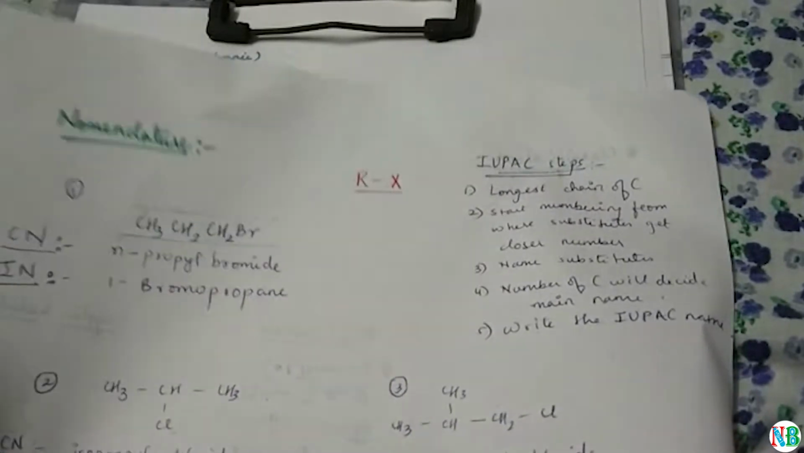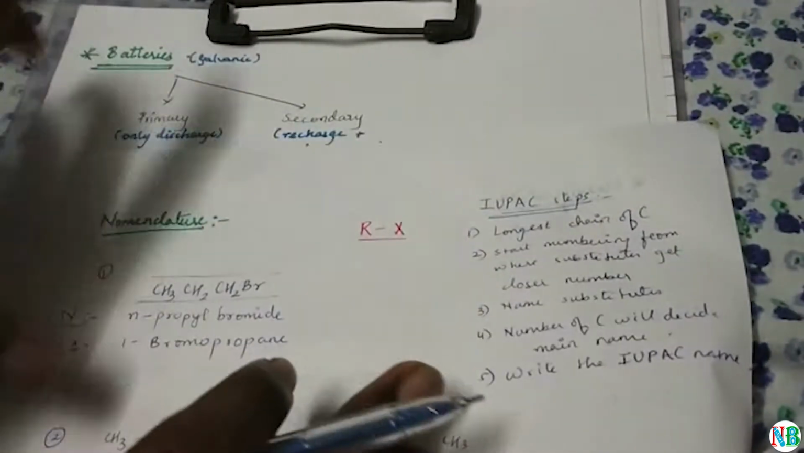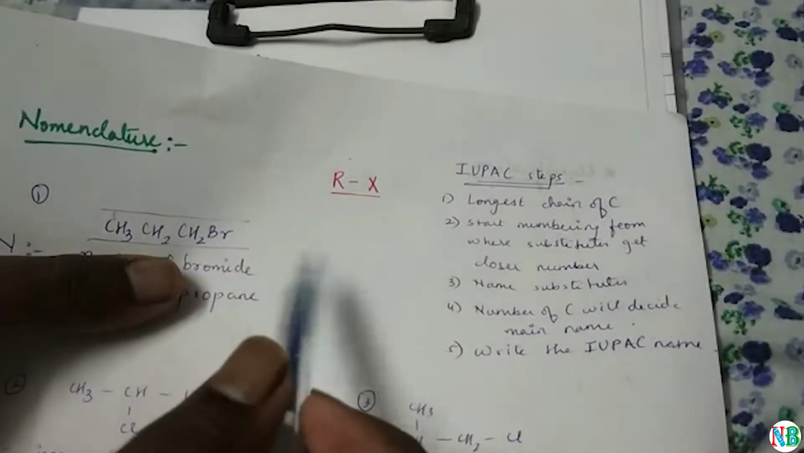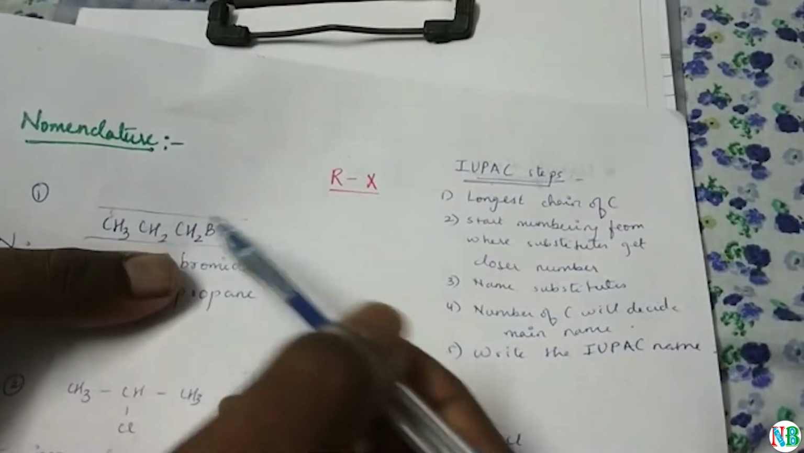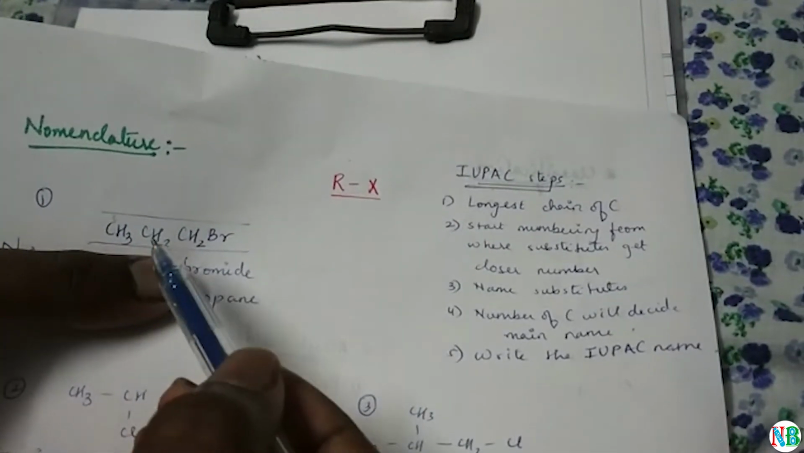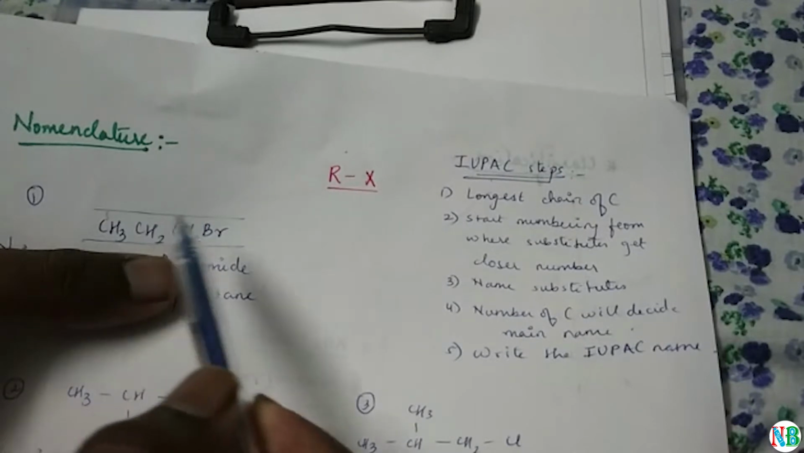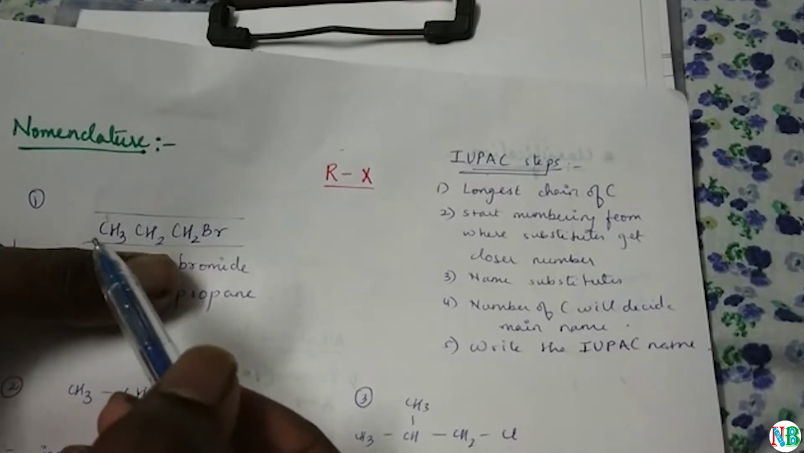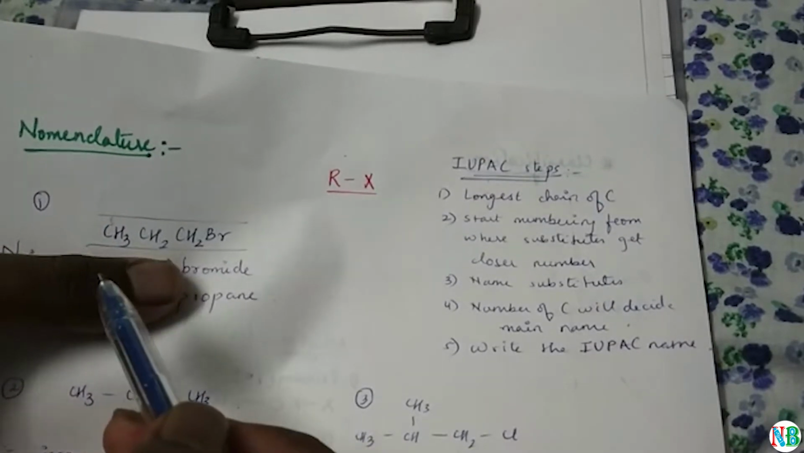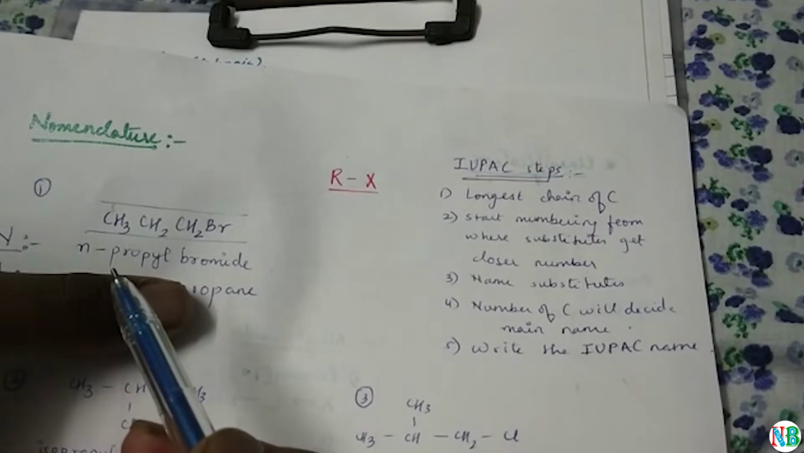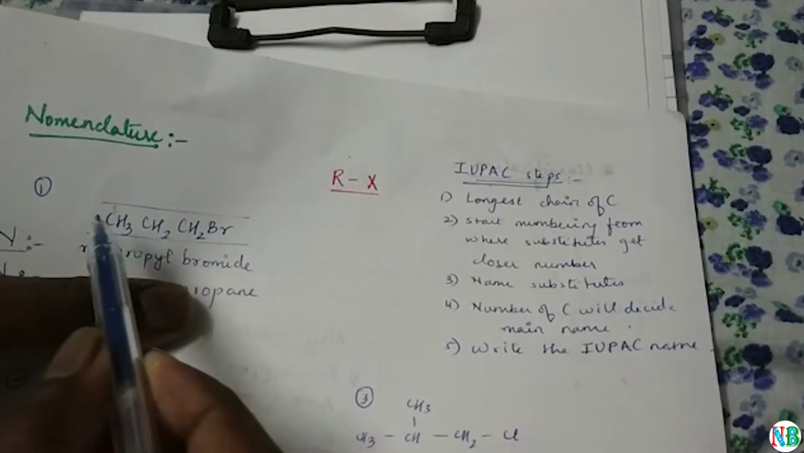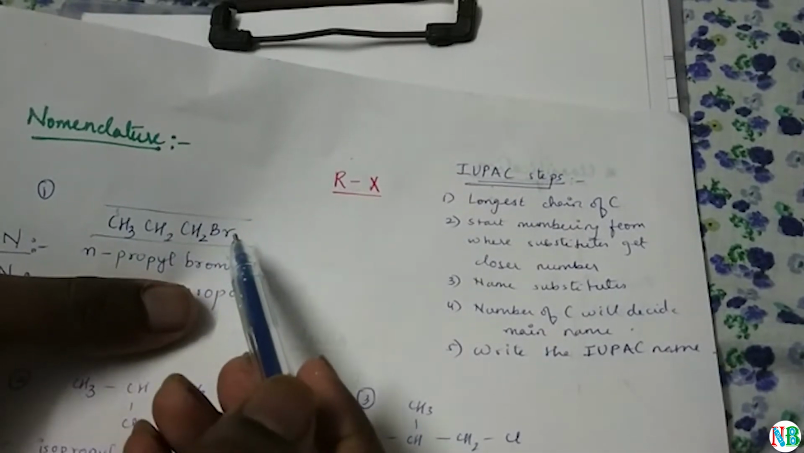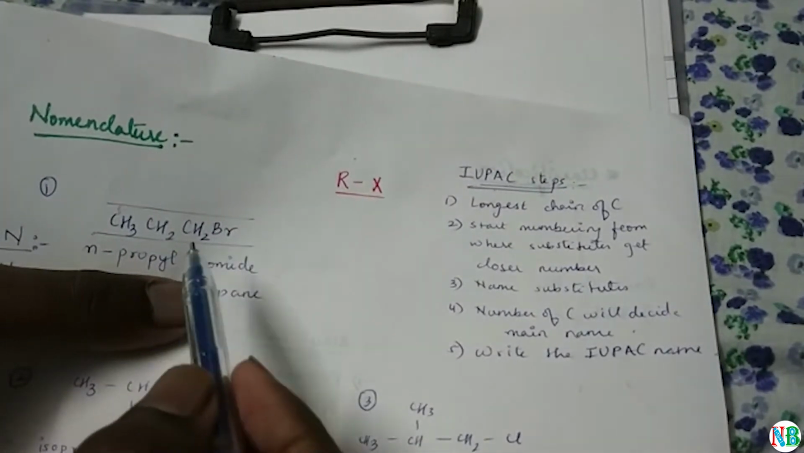The first example before us is CH3, CH2, CH2, Br. Okay, so let's move on and see what exactly this is. First I'll be finding out my common name. In the common name we can see that it is a straight chain of carbon atoms with a bromine. So the name given to it is n-propyl bromide, which means that there is a long chain, that is, n stands for the long chain of carbon atoms, and bromide stands for bromine, which is our halogen over here.